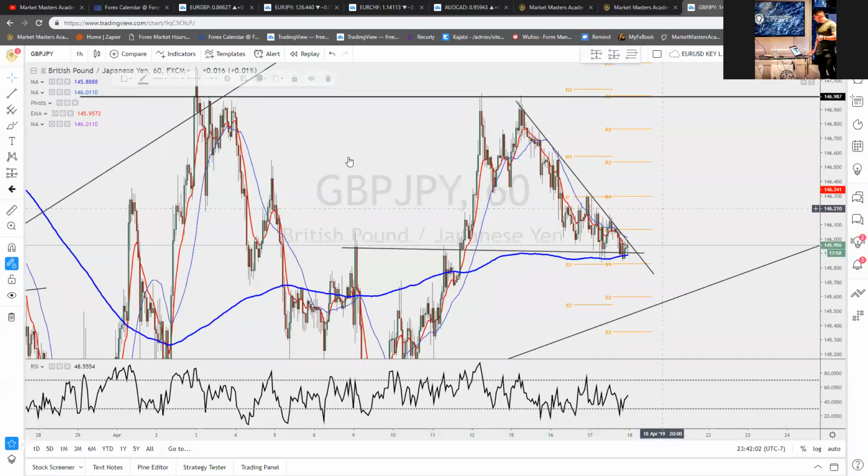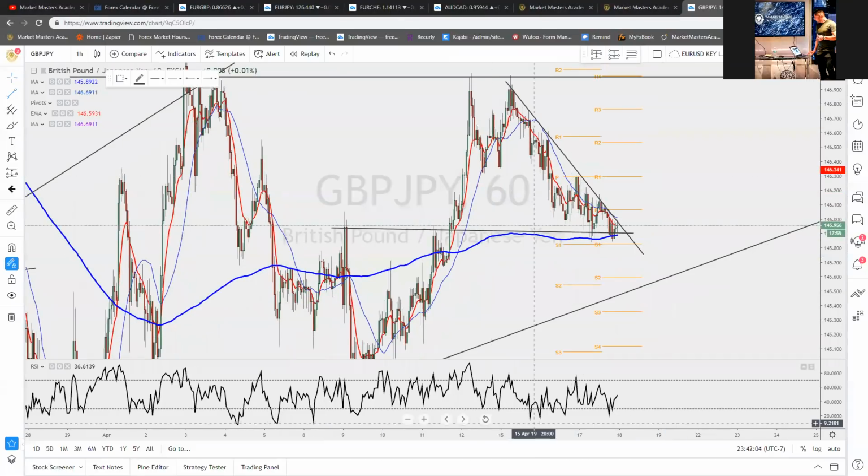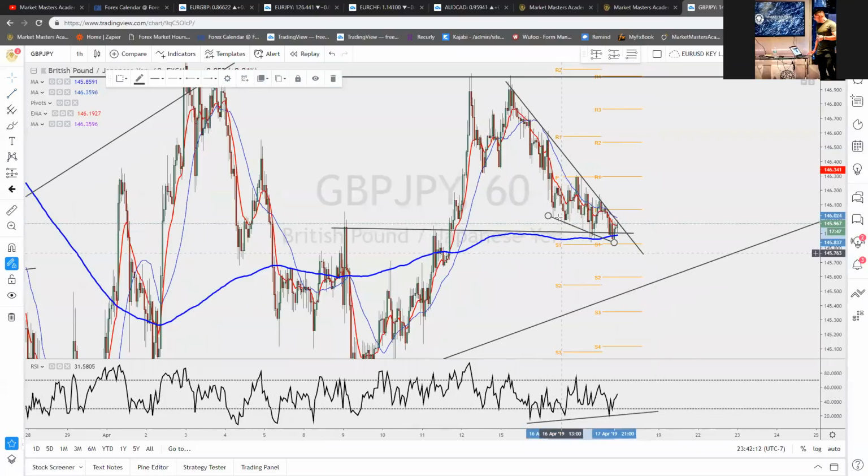But let's see. As far as GBP JPY, it's looking like it's about to get stronger overall. We're seeing some divergence going on. The RSI is showing that price is getting stronger, while this is showing a downtrend.